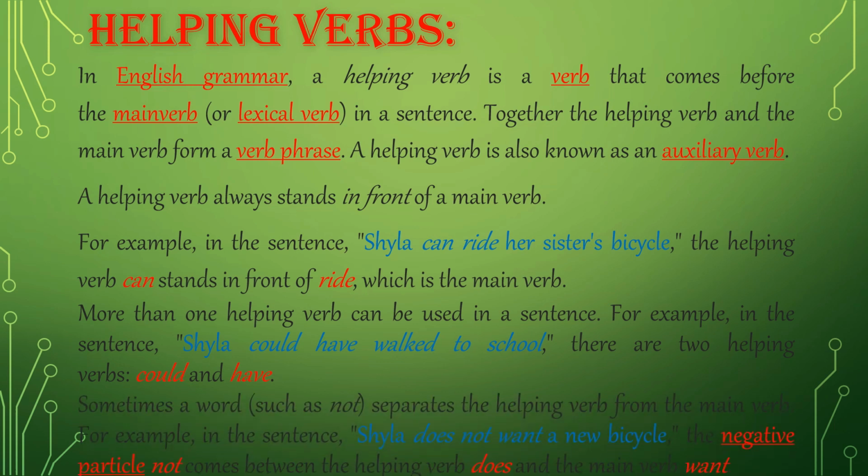Sometimes a word such as not separates the helping verb from the main verb. For example, Shaila does not want a new bicycle. The negative particle not comes after the helping verb does and before the main verb want. Does not. If you want to turn a positive sentence into a negative sentence, generally we use not.